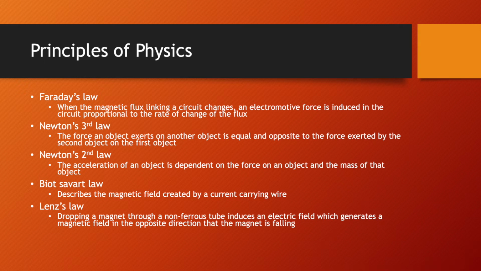Newton's second law says that the acceleration of an object is dependent on the force on the object and the mass of that object. The Biot-Savart law describes the magnetic field created by a current carrying wire. Finally, Lenz's law, in the case of this lab, shows that when we drop a magnet through a non-ferrous tube, it induces an electric field which generates a magnetic field in the opposite direction that the magnet's falling.